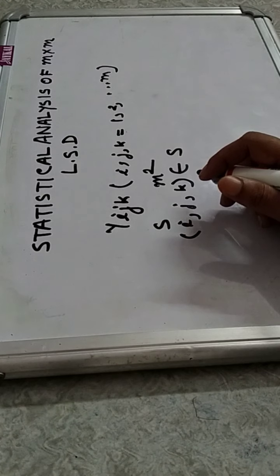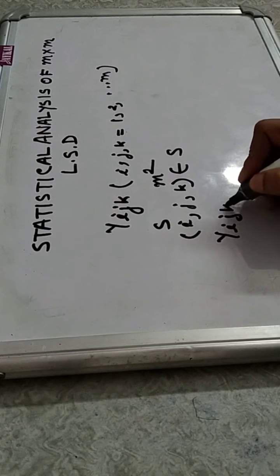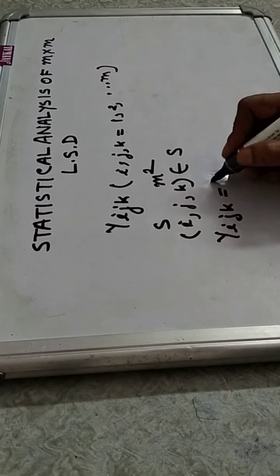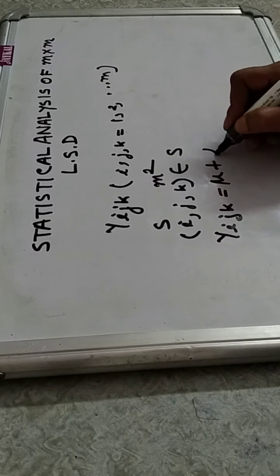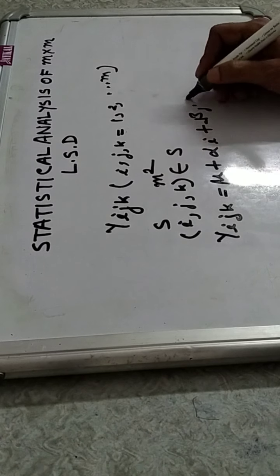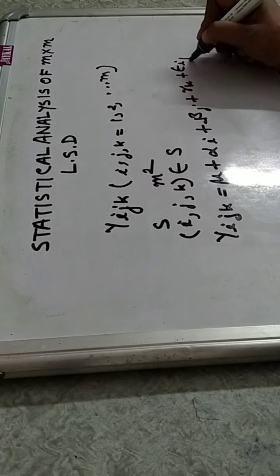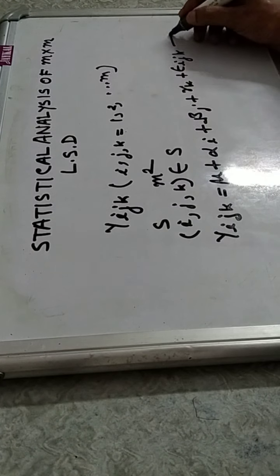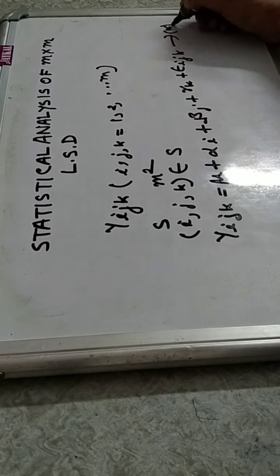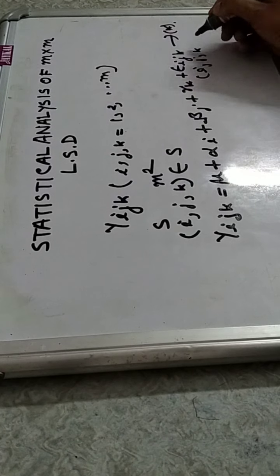If a single observation is made per experimental unit, then the linear additive model is Yijk is equal to mu plus alpha i plus beta j plus gamma k plus epsilon ijk. This is star, and ijk belongs to S.